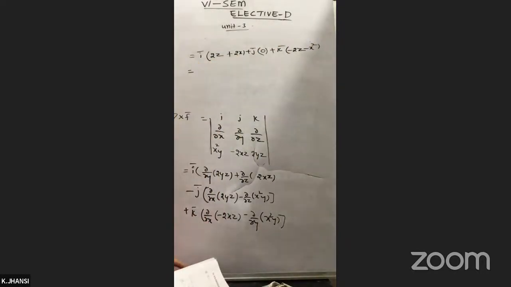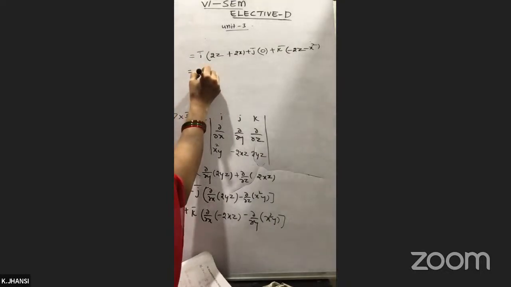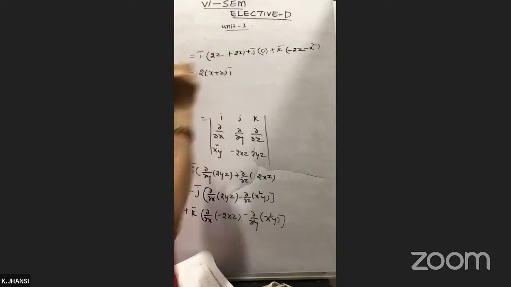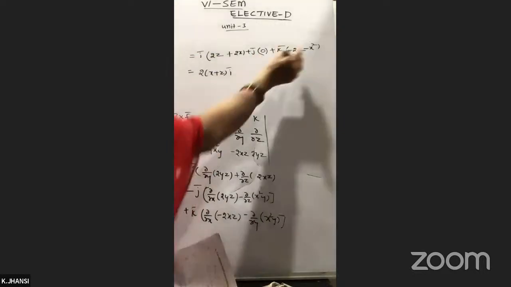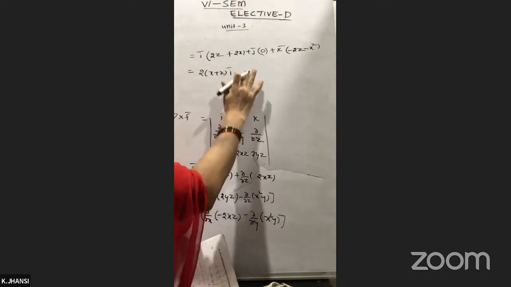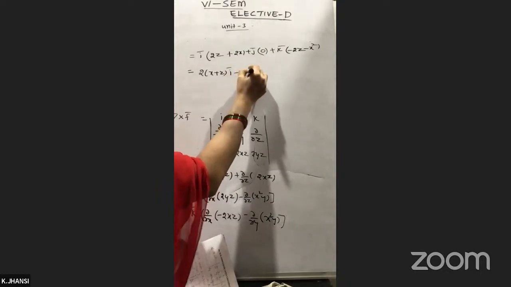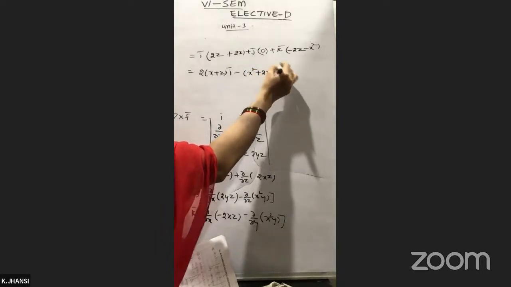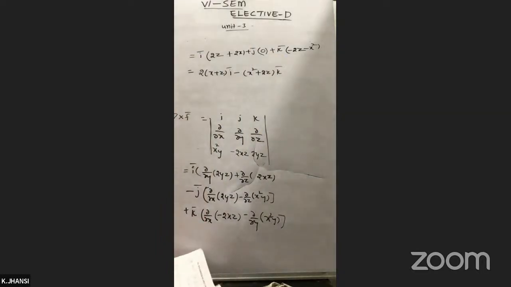Here, if you take 2 common, you will get 2 into x plus z times i. Here, if you take minus common, we get minus x square plus 2z. So this is the answer for finding del cross f.